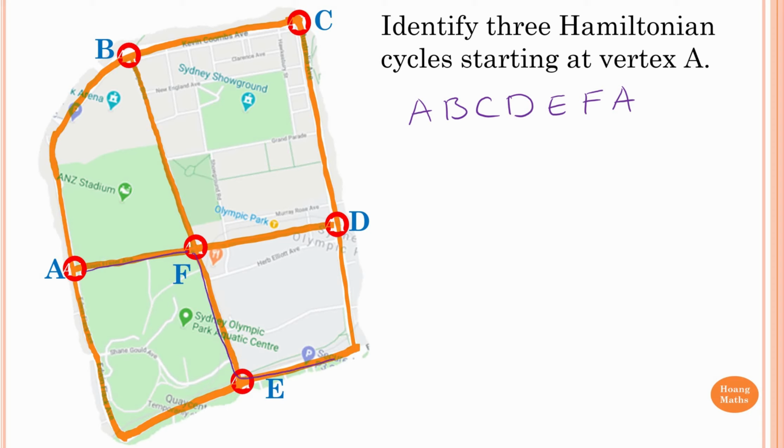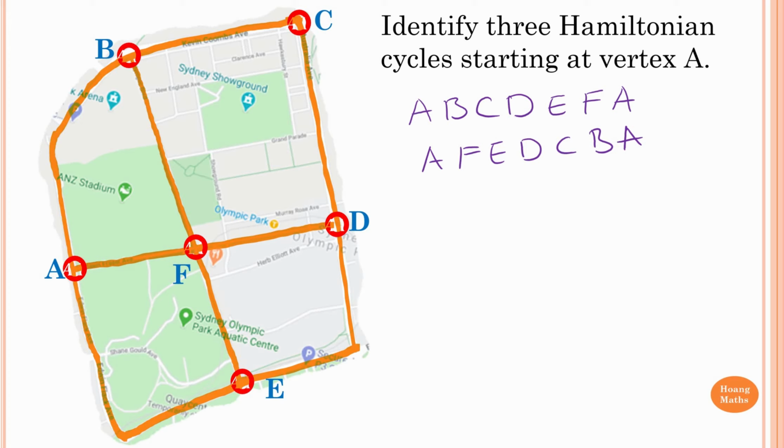Another one is, I go from I to F, and then from F I go to E and along here. There you go. So I visit all vertices: all the vertices. So I went to F, E, D, C, B, and back to I.